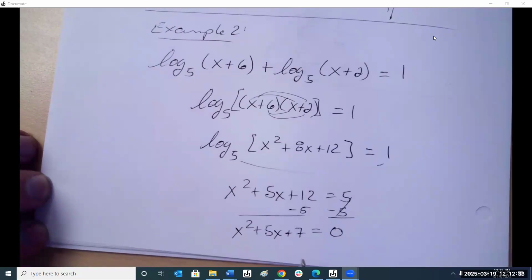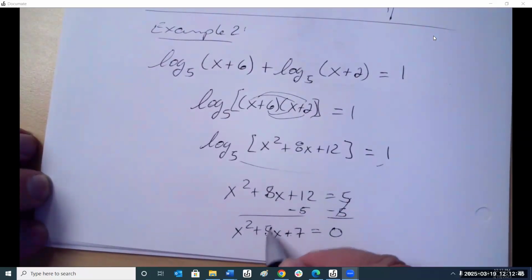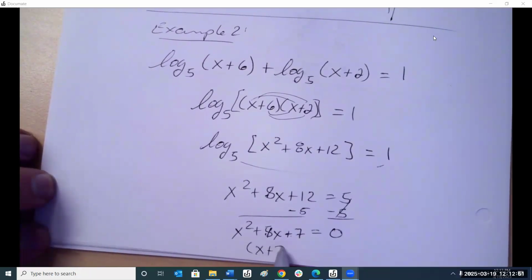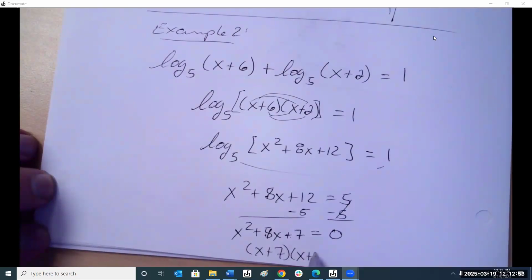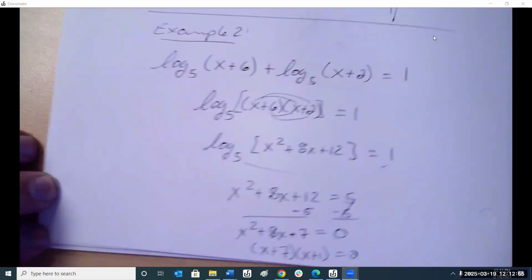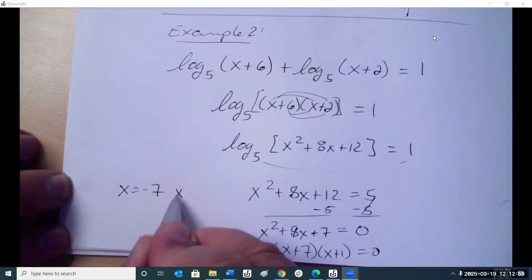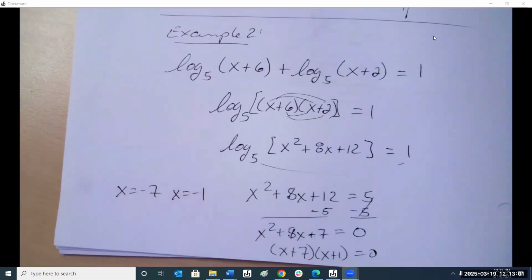Can we factor this one? What times what is 7 and when you add them you get 8? Now we can factor it. So it's x plus 7, x plus 1. So my solutions are -7 and -1.